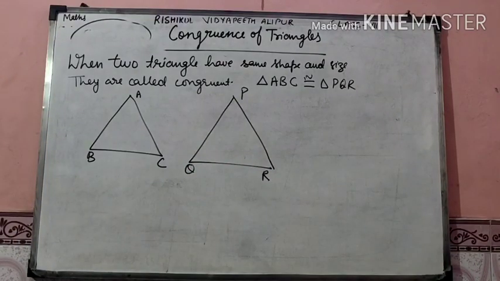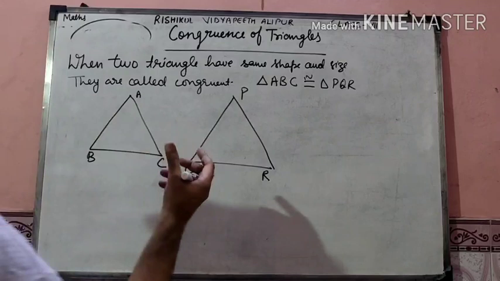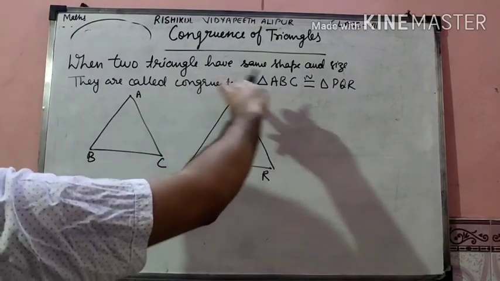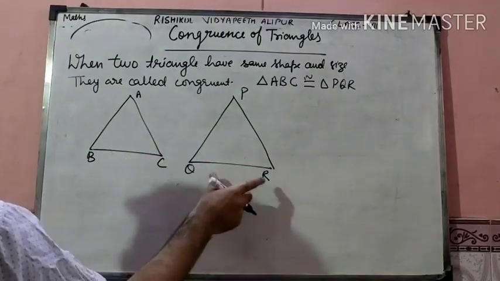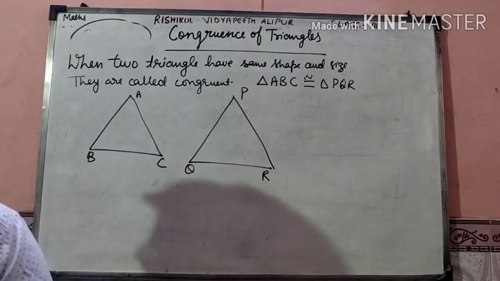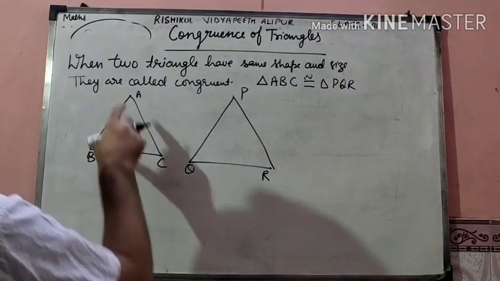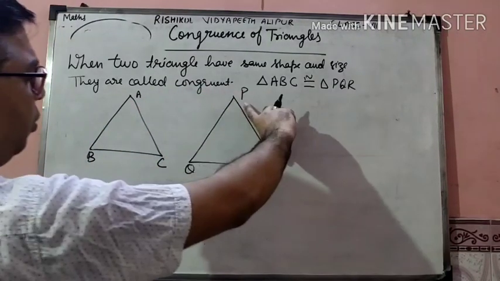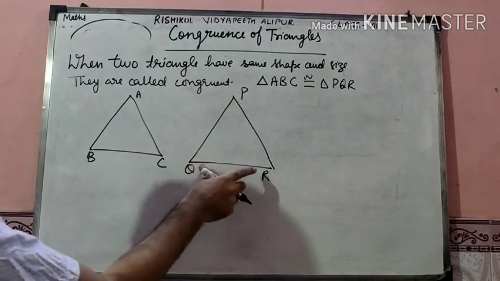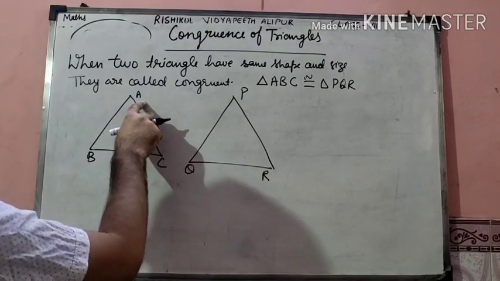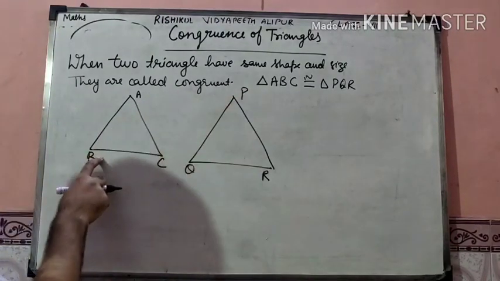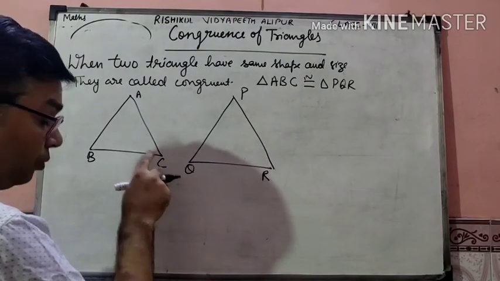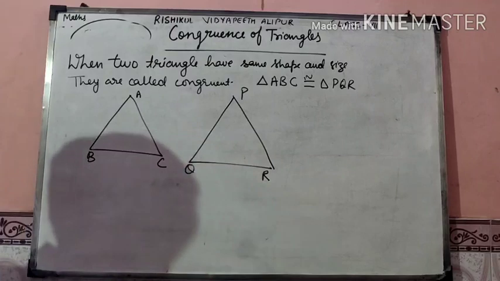In that case, these vertices will fall on each other. Similarly, AB will fall on PQ, AC will fall on PR, and BC will fall upon QR. So under this we can say that this side is corresponding to this, this side is corresponding to this, and this side is corresponding to this. Vertex A corresponds to P, vertex B corresponds to Q, and vertex C corresponds to R.